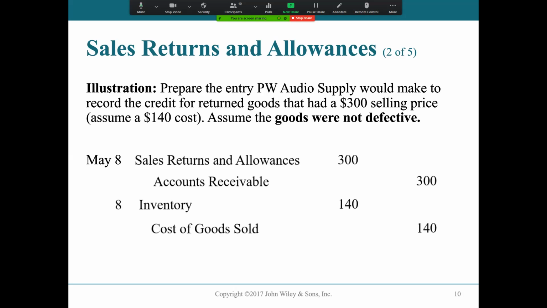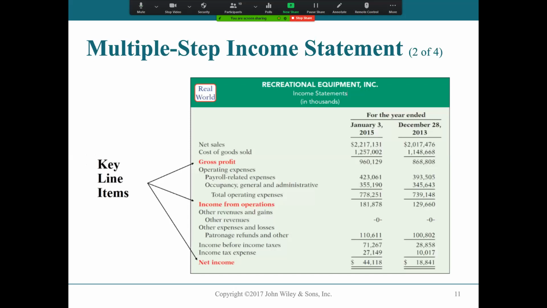The second entry will be to add those goods back into our inventory, because if someone returned them to us, then they come back into our inventory, and that happens at the cost. And then we will credit cost of goods sold. Okay, so this is, if you think about it, sort of the reverse of the sales transaction, where we're going to show at the retail price first, debit sales returns and allowances, credit accounts receivable, and then at the cost, we debit inventory and credit cost of goods sold.